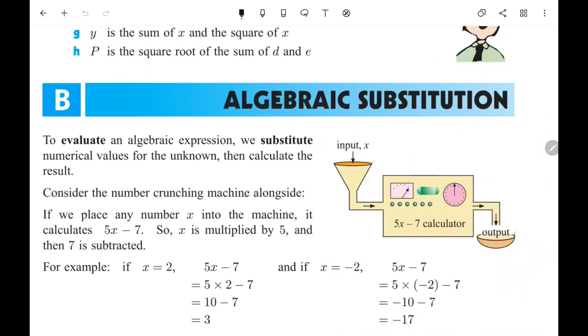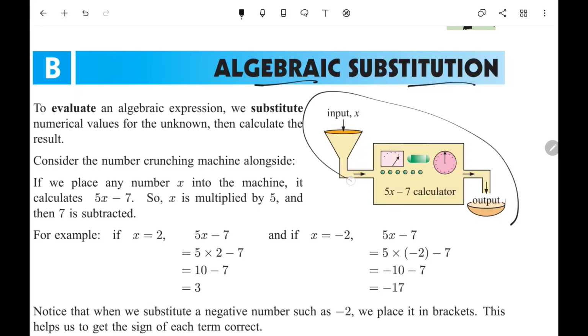Let's move directly to section B, which is about algebraic substitution. What is substitution? I remember well that this figure was mentioned during last academic year. We have an input, x, then we make a calculation, and then we get the output. Here the calculation is 5x minus 7. What is the meaning of 5x? It means 5 times x, minus 7.